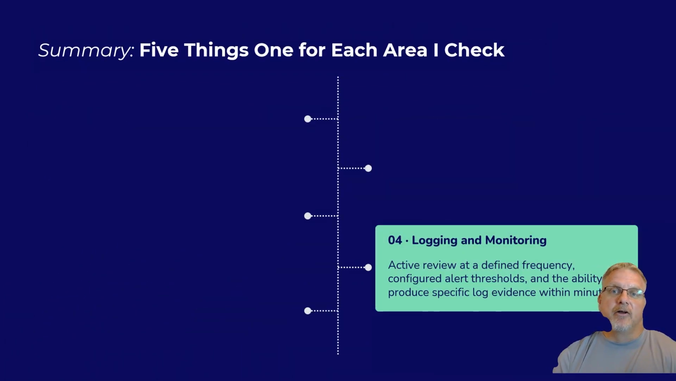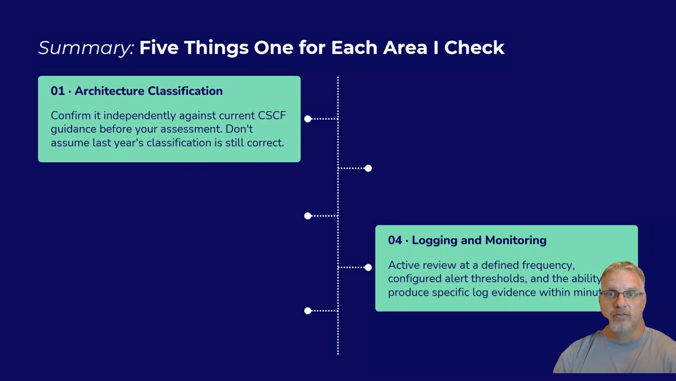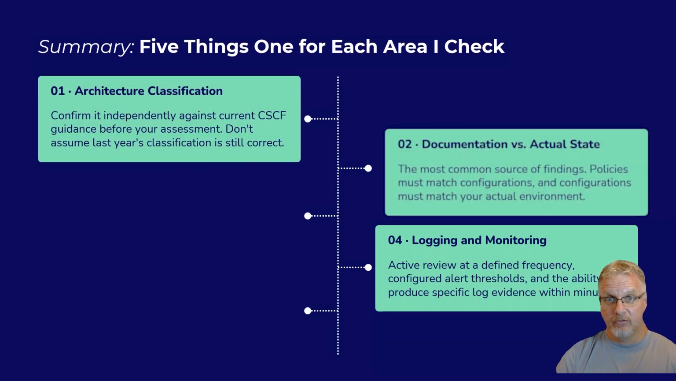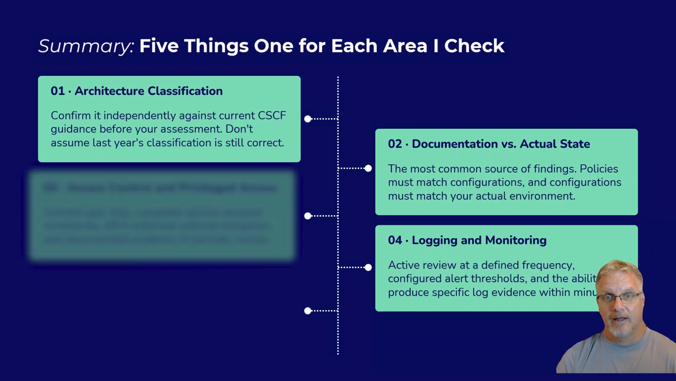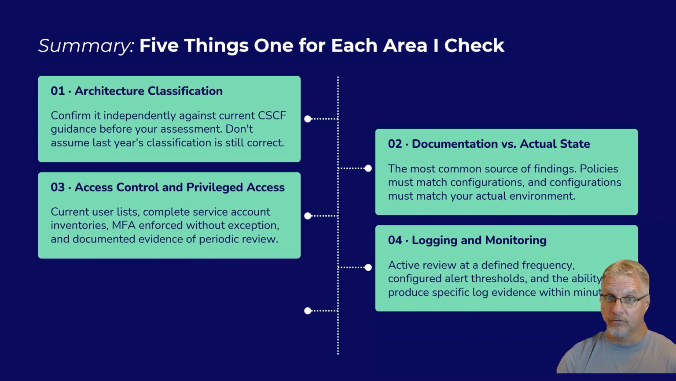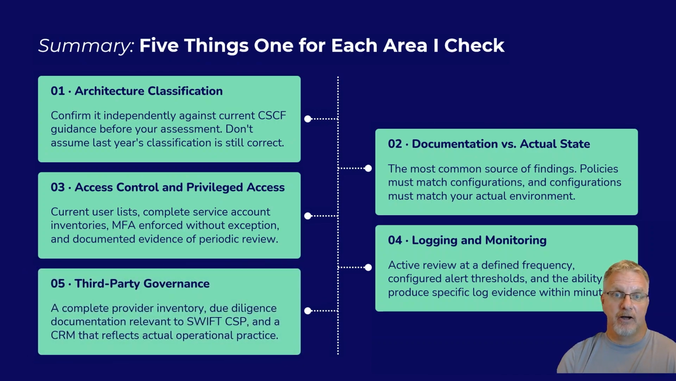So to recap the 5 areas: Architecture. Confirm it independently against your CSCF guidance before your assessment. Documentation versus actual state. The most common source of findings. Policies must match configurations. Configurations must match your actual environment. Access control and privileged access. Current user lists. Complete service account inventories. MFA without exception. Documented evidence and periodic review. Logging and monitoring. Active review. Configured thresholds and the ability to produce log evidence within minutes. And third-party governance. Complete provider inventory. Relevant due diligence documentation, and a customer responsibility matrix that reflects what actually happens operationally.